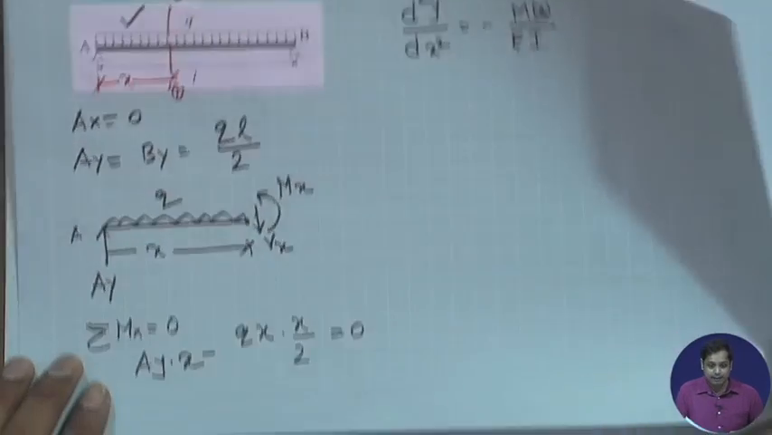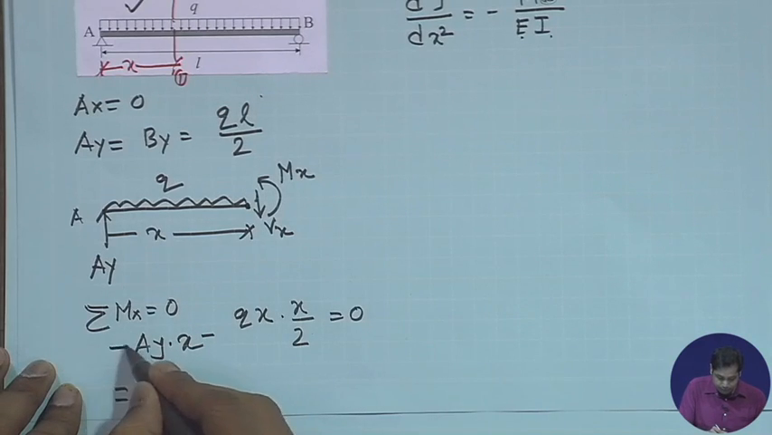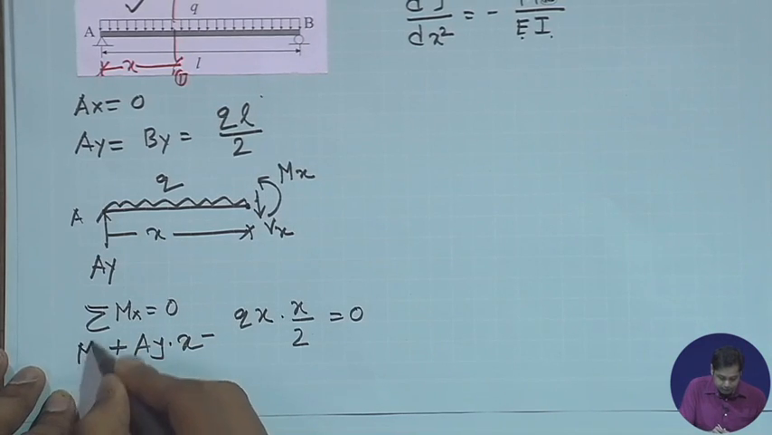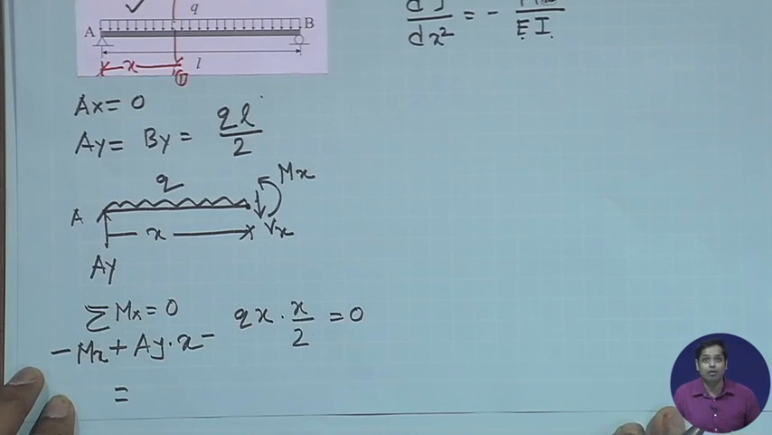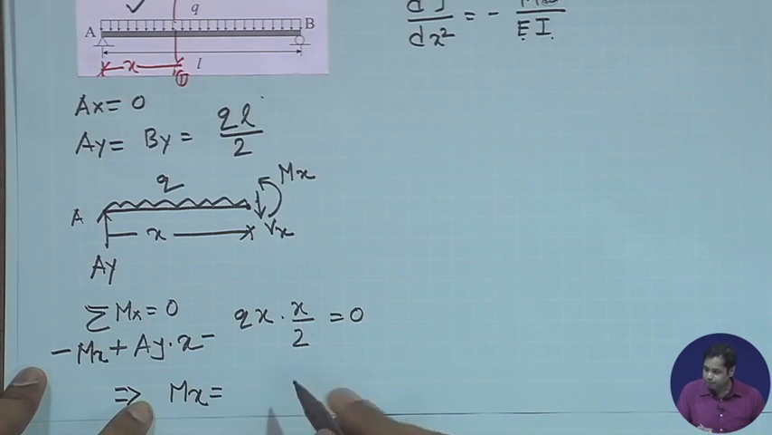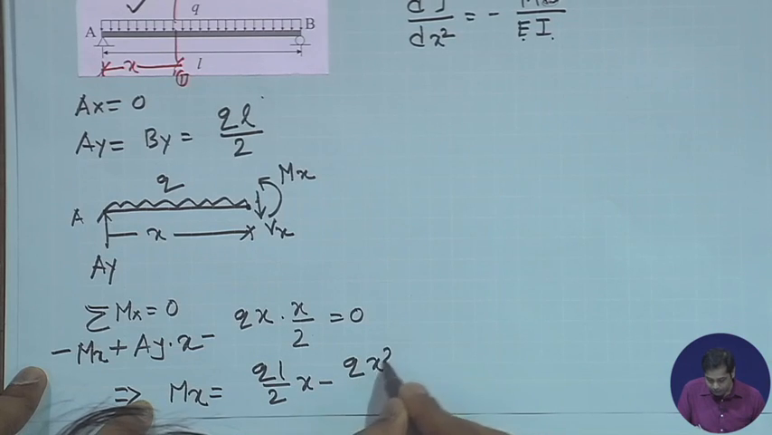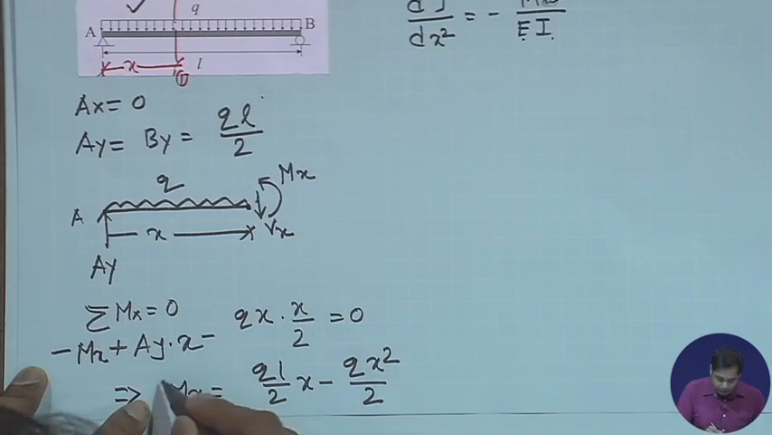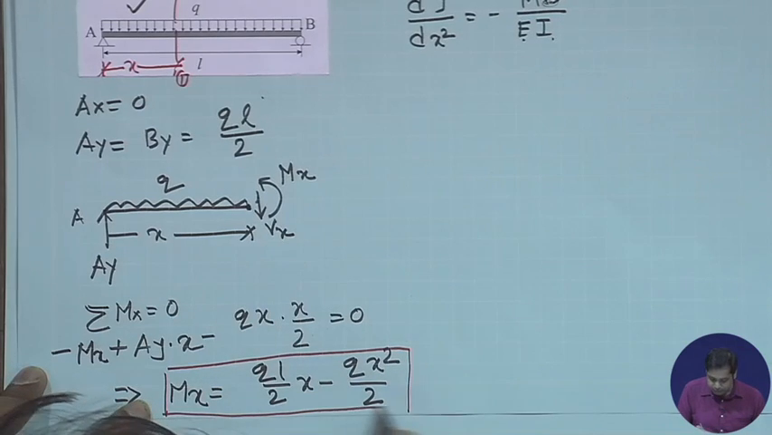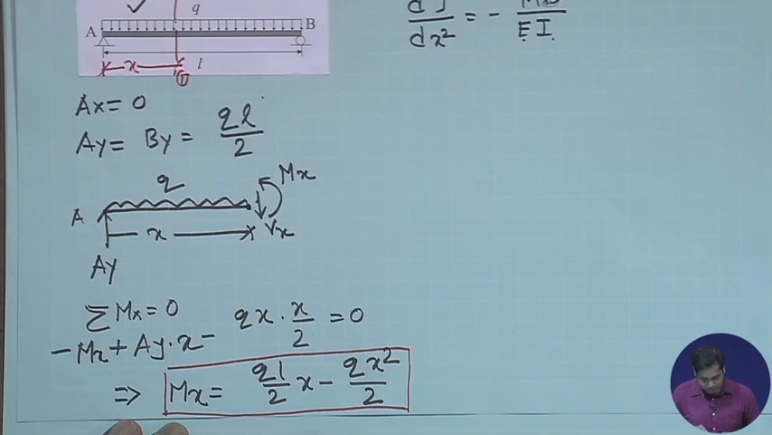Ay is equal to qL by 2, plus minus M(x). M(x) is anti-clockwise, that is why it is minus. So, this gives us M(x) equal to qL by 2 x minus qx squared by 2. That is how the moment changes with x. We also derived this in the first week when we reviewed bending moment and shear force diagrams. So, this is M(x).